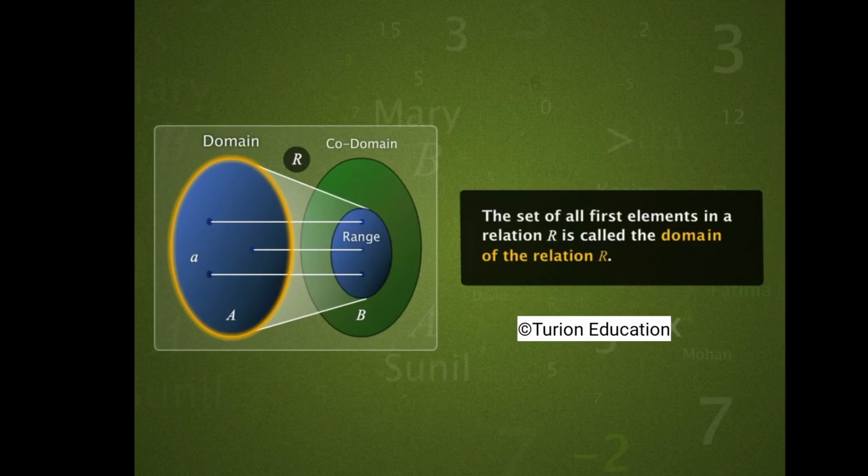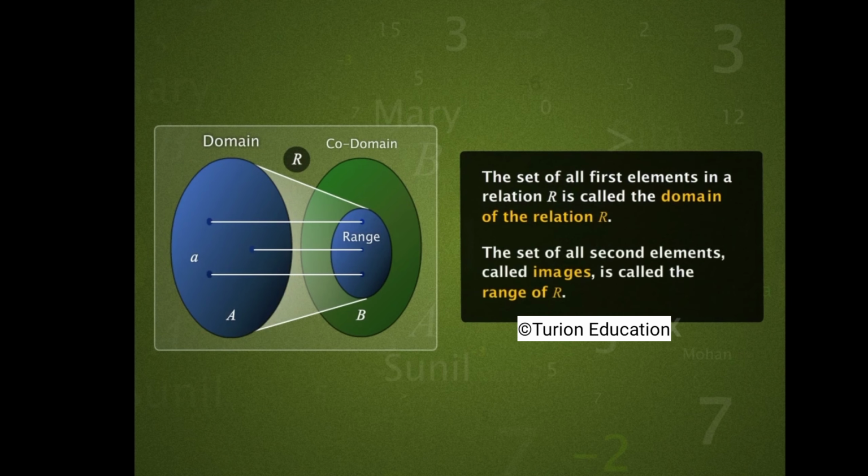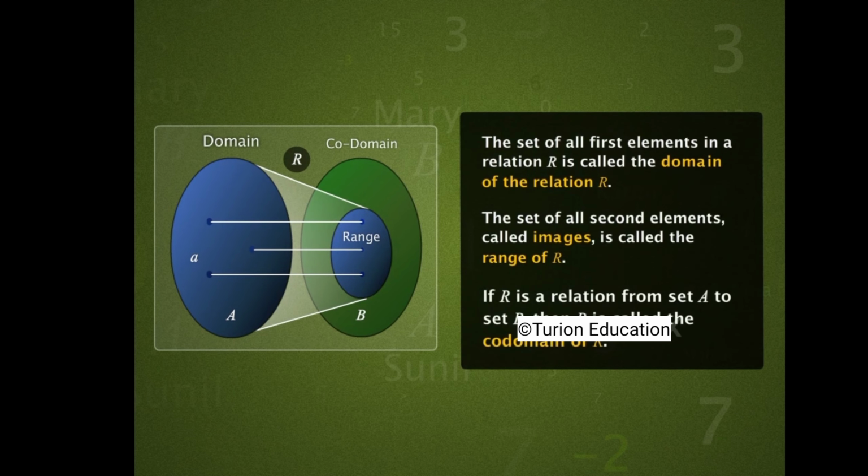The set of all first elements or preimages of relation R is called the domain of relation R. The set of all second elements or images is called the range of R. If R is the relation from set A to set B, then B is called the codomain of R. In fact, any superset of the range will also qualify to be the codomain.